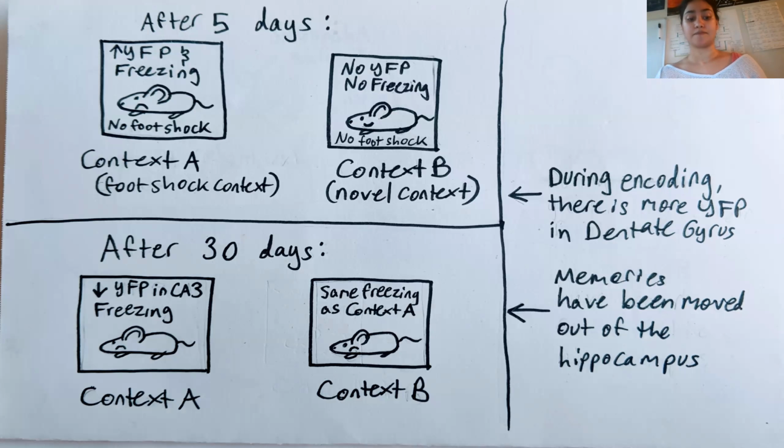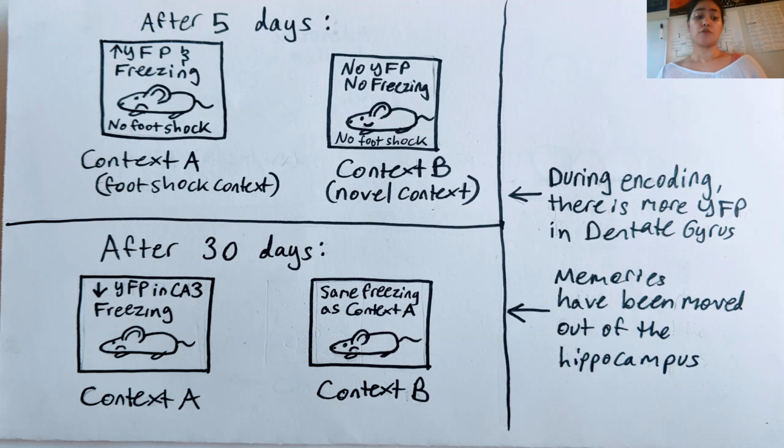into context A. During encoding of the memory, the number of yellow fluorescent protein cells was greater in the dentate gyrus than in cornu-ammonis subfield 3, suggesting that the dentate gyrus is more important for encoding the memories.